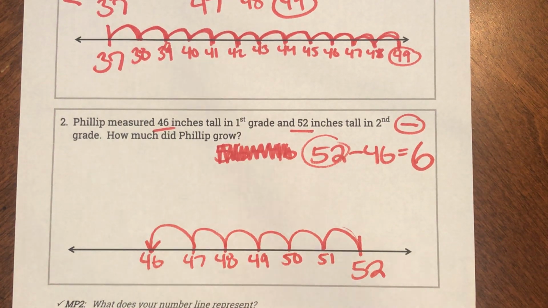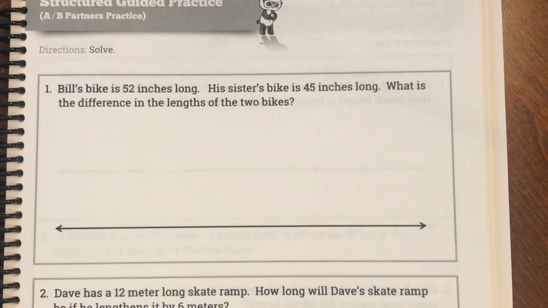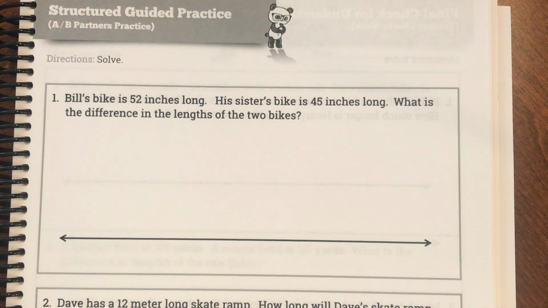Okay, let's try some together, boys and girls. So grab your book, and we are on page 170. And here's our first problem. Okay, our first problem says Bill's bike is 52 inches long. His sister's bike is 45 inches long. What is the difference in lengths of the two bikes?